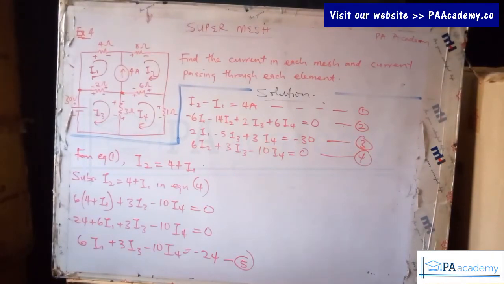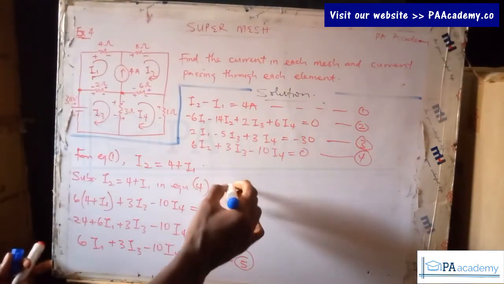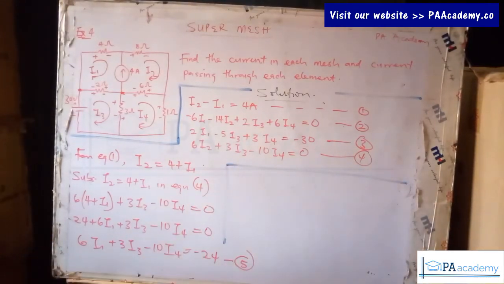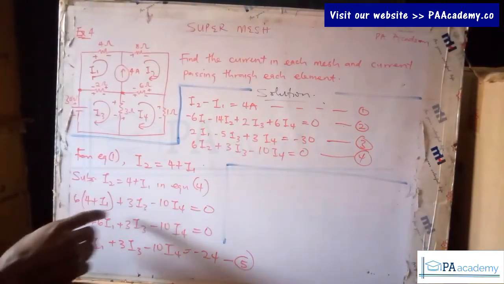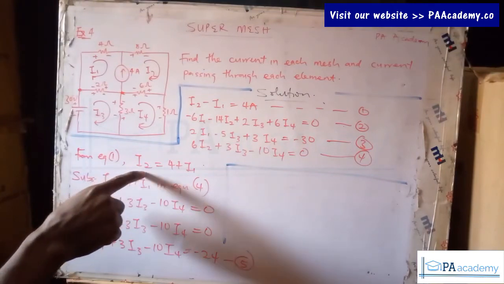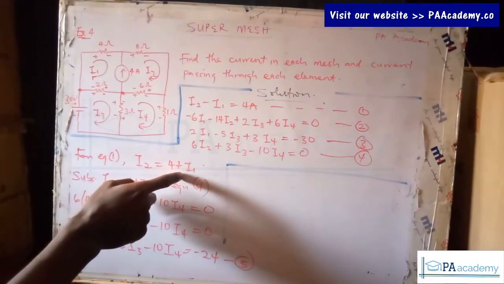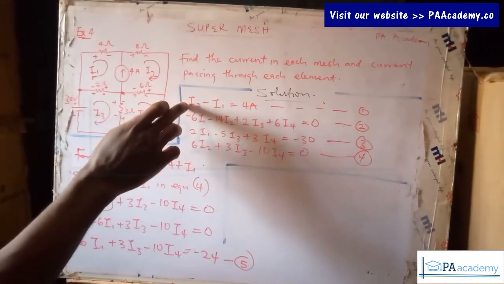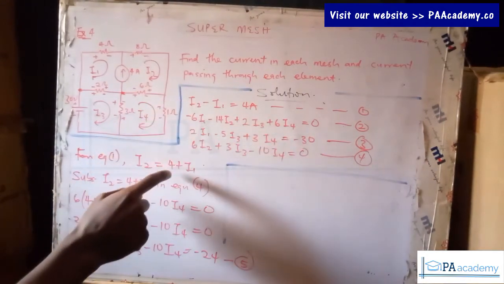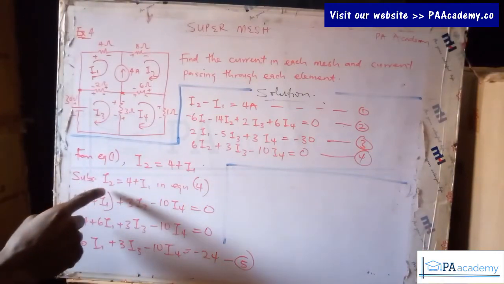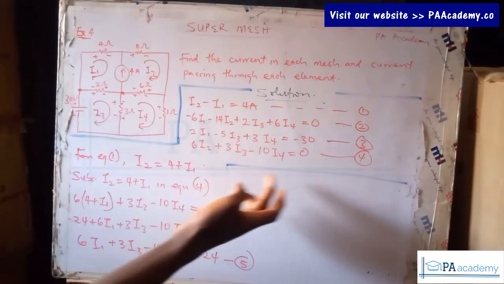Alright, so let's continue. Let me just create some little demarcations so that I don't get everything mixed up. Here we substituted the value of I2. I hope you remember how we got this: I2 equals 4 plus I1. That is from here, we just made I2 the subject of the formula. So right here we substituted the value of I2 into equation 4.